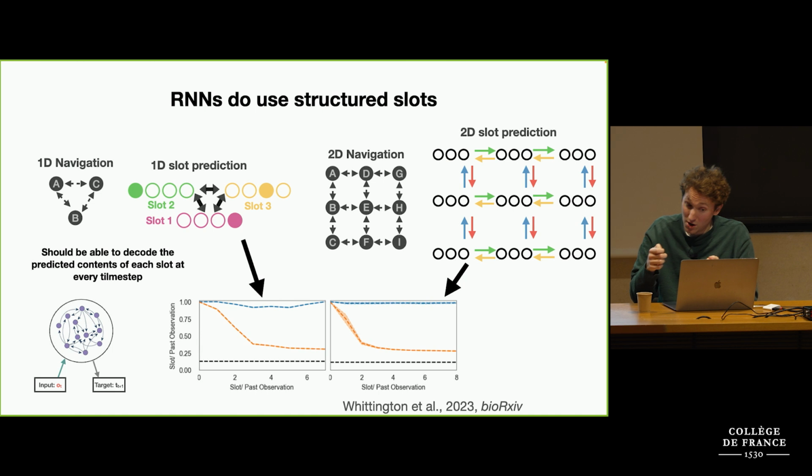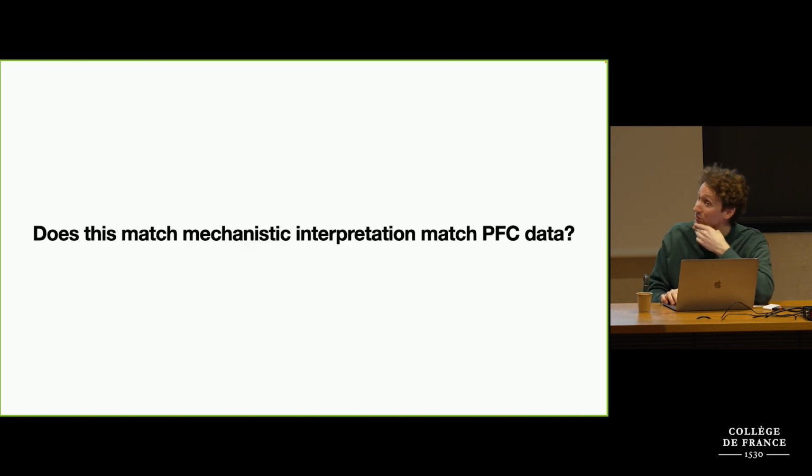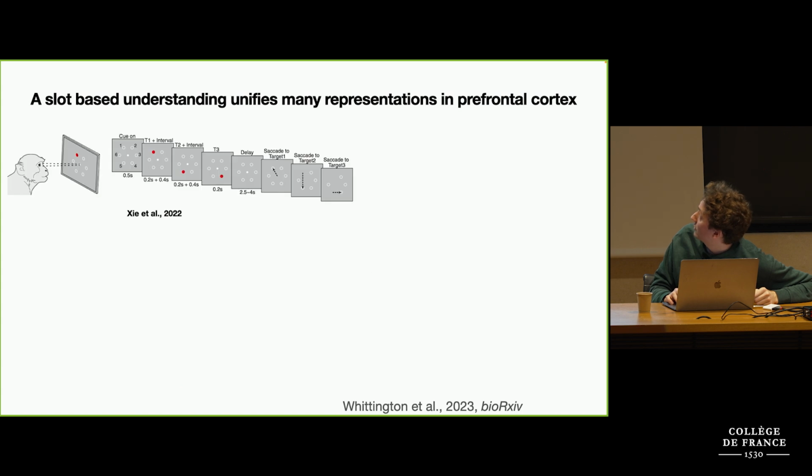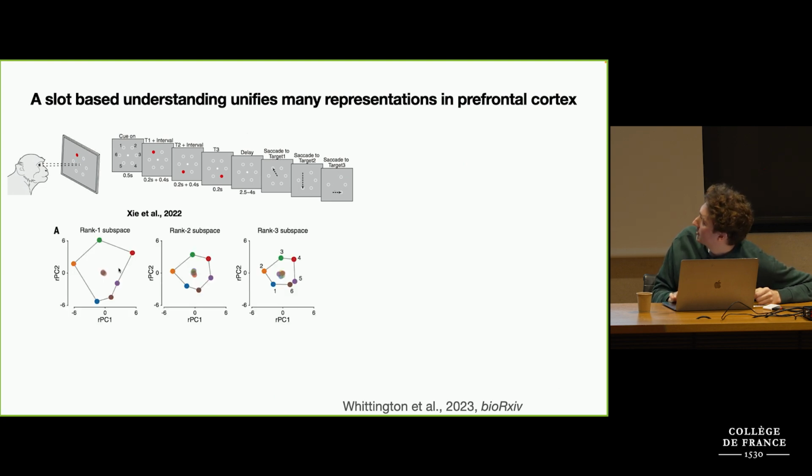So we have some mechanistic understanding of how these neural networks are working, but the question is, is this actually what frontal cortex is doing? Does it match data in prefrontal cortex? Okay, well, let's return to this task that we saw before, where the monkey is shown three things, and then it has to saccade to those three things in order. And we saw that the monkey representation consisted of these three, in fact, orthogonal subspaces.